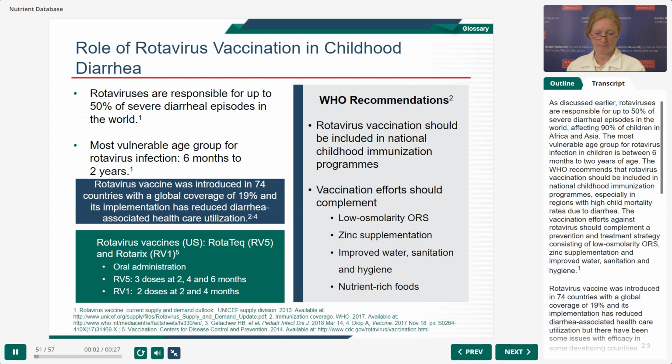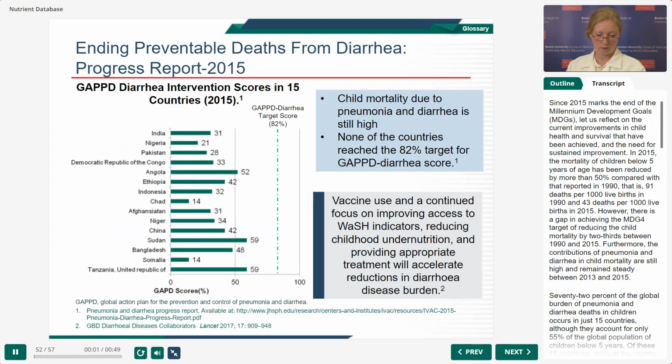Let's shift gear a little bit and talk about rotavirus vaccine in childhood. WHO actually recommends that rotavirus vaccine be included in national planning and national programs. And this effort should be complementary to efforts of providing access to ORS, zinc, and sanitation for children.